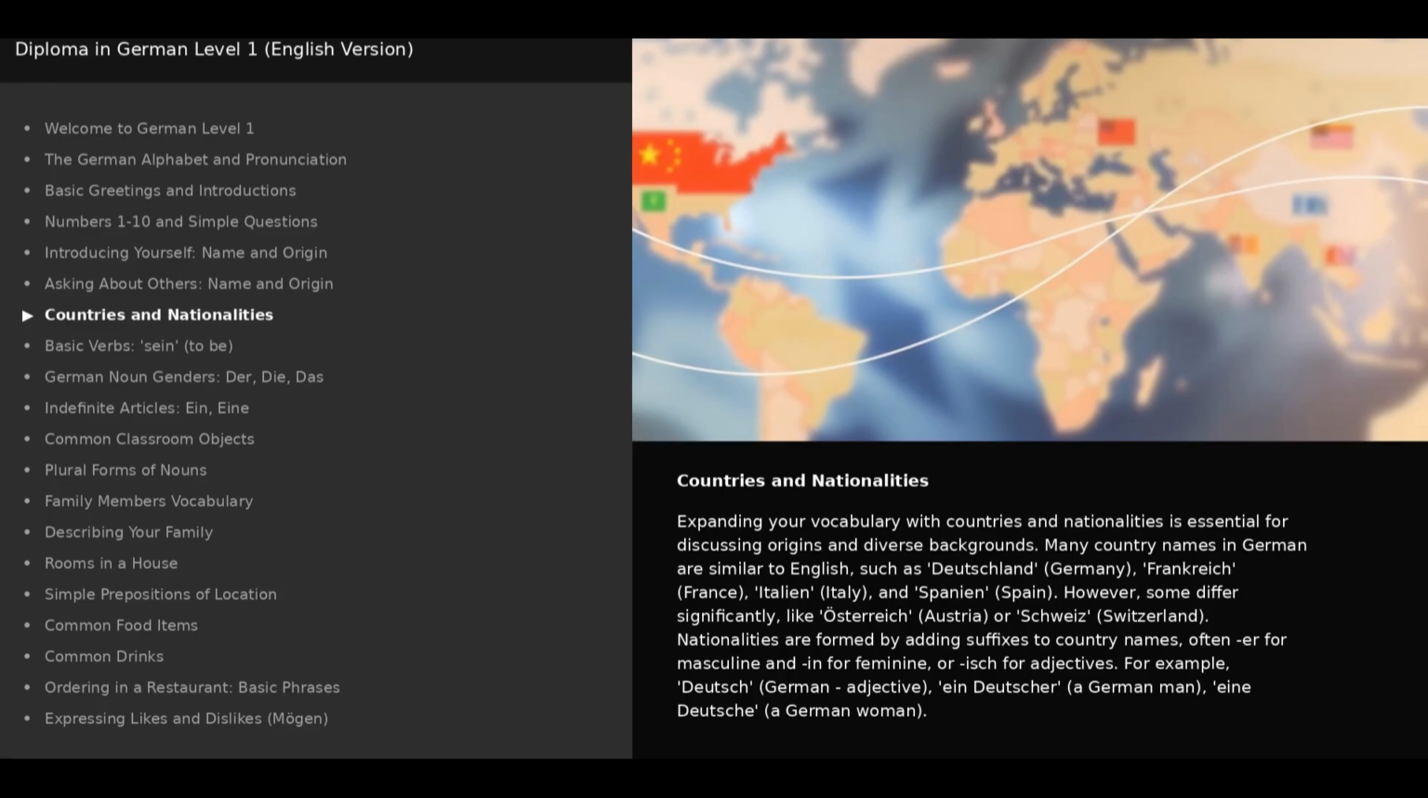Nationalities are formed by adding suffixes to country names, often -er for masculine and -in for feminine, or -isch for adjectives. For example, deutsch, German adjective; ein Deutscher, a German man; eine Deutsche, a German woman.